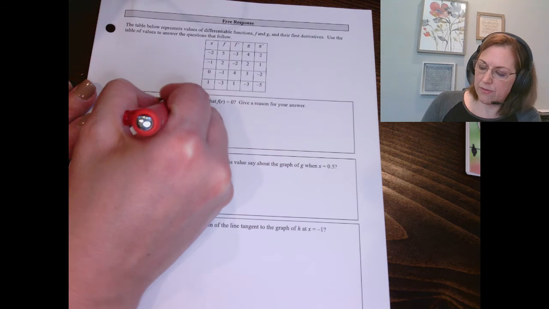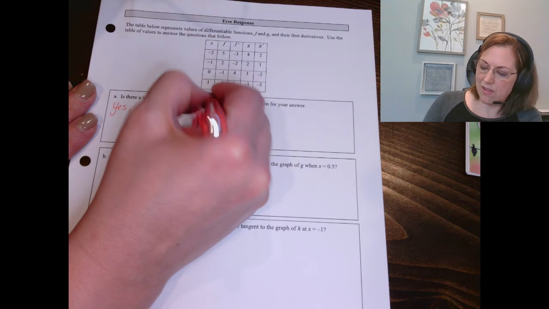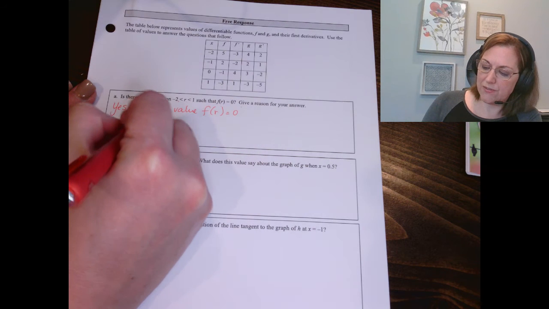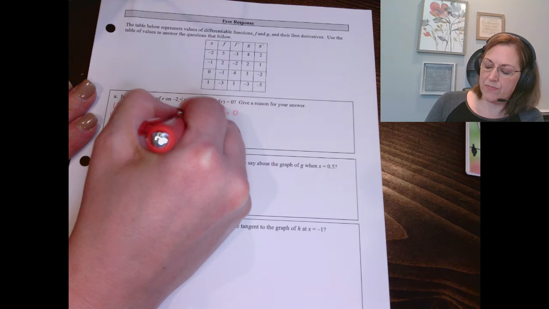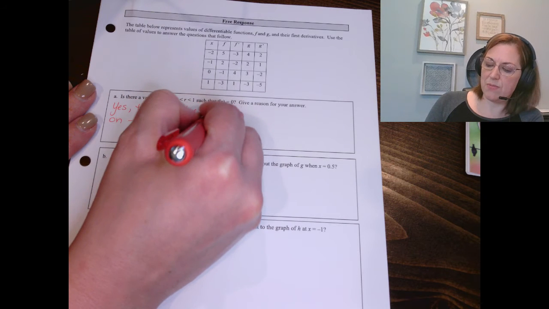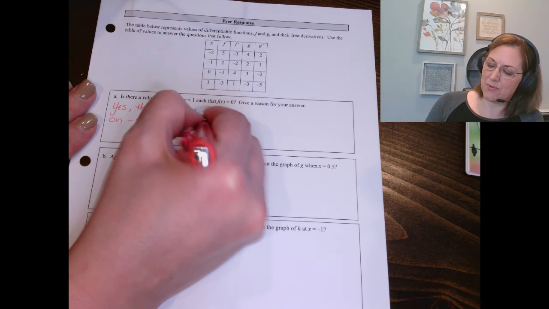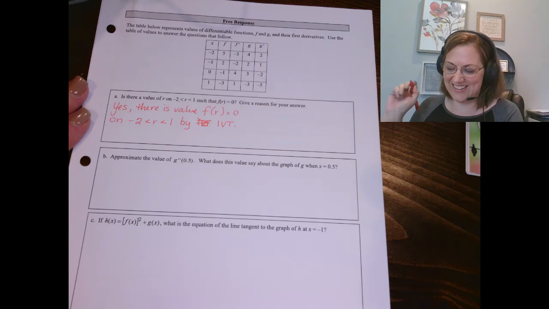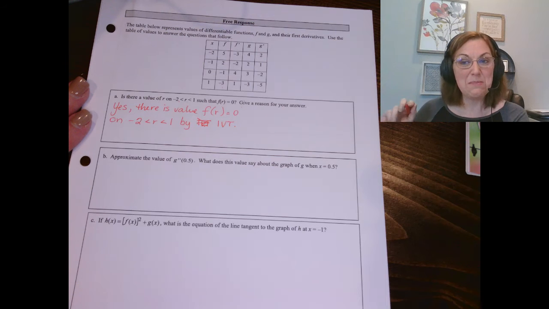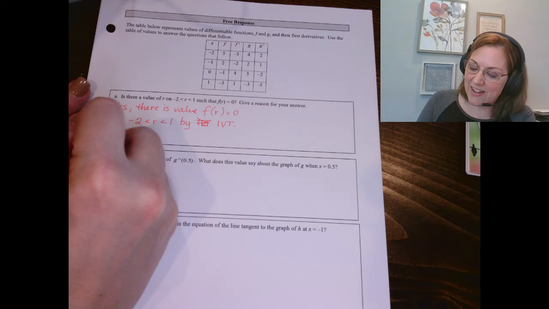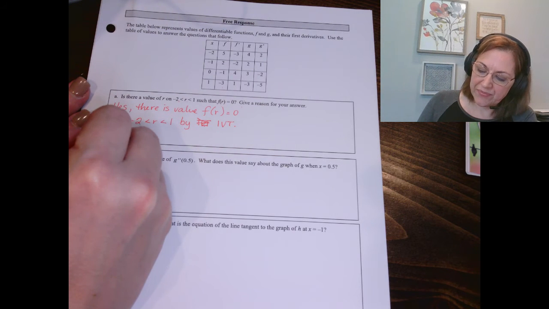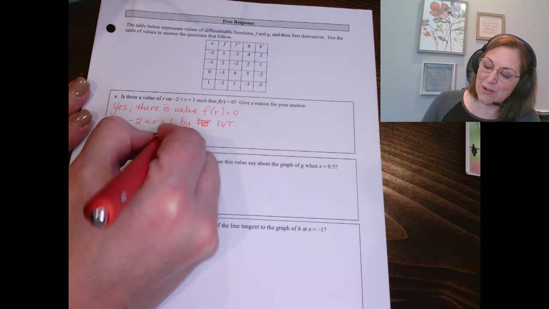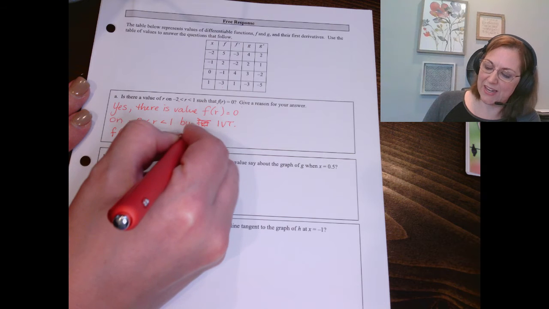There is a value r such that f of r equals 0 on the interval -2 to 1 by the intermediate value theorem. Oof, I wanted to write a Roman numeral, I wanted to do IV, by the intermediate value theorem. And that's because 0 is between f of 1 and f of -2.